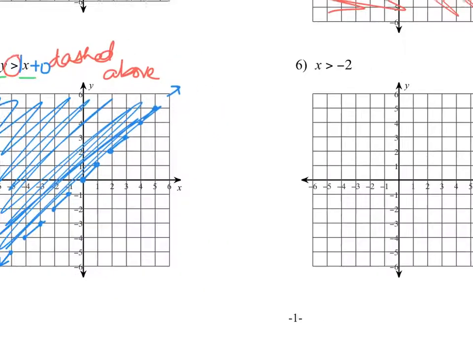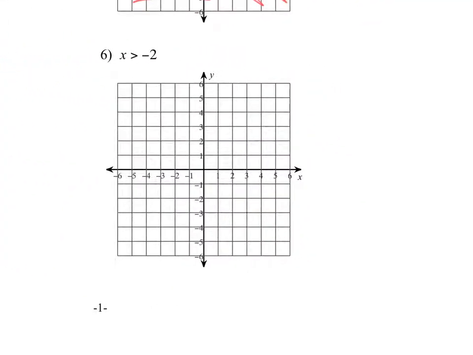All right, question 6. Now this one just has an x in it, which means we are going to cut through the x-axis. Again, breaking my rules, do as I say, not as I do. This is going to be dashed and above because it says greater than. So this is going to cut through the x-axis at -2. And we want to do above, oh, what am I saying? Cut through the x-axis at -2.